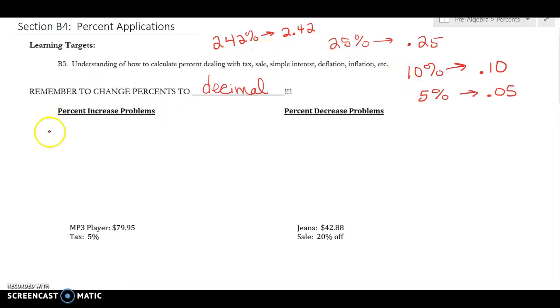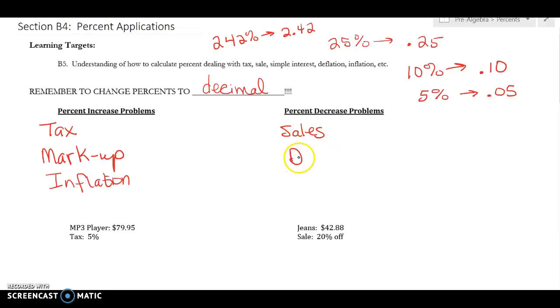All right, there's a couple different types of increase problems. The first type of increase problem is tax. And then the second type you might see is something called markup. When stores buy things, they mark up the price so that they can get some profit too. And then another thing you might see is inflation. Inflation is, if you've ever heard your parents or your grandparents talk about how they used to be able to buy a candy bar for 25 cents, that's inflation. Over time, things and prices increase, and that percent increase is called inflation. Percent decrease problems, those are usually our sales and discounts.